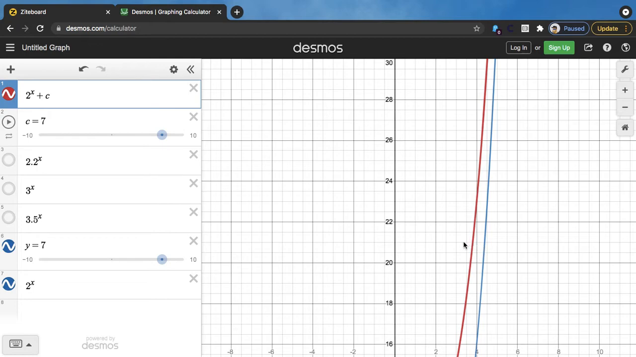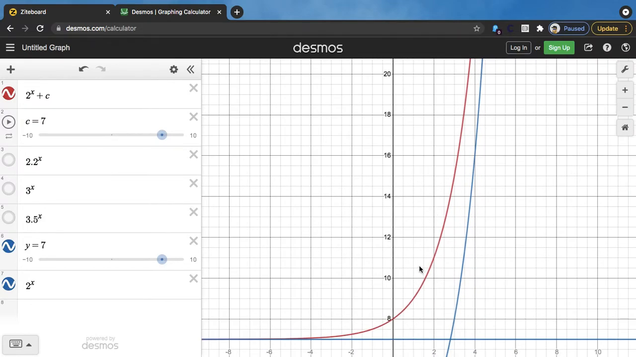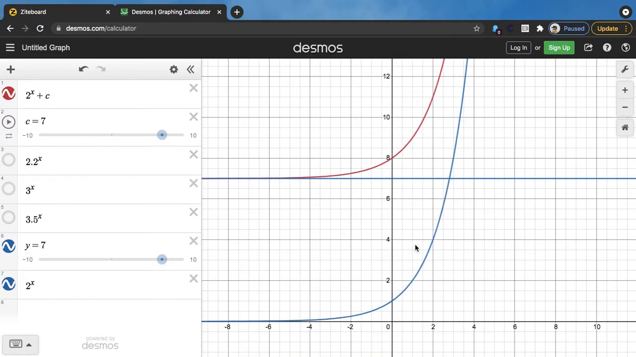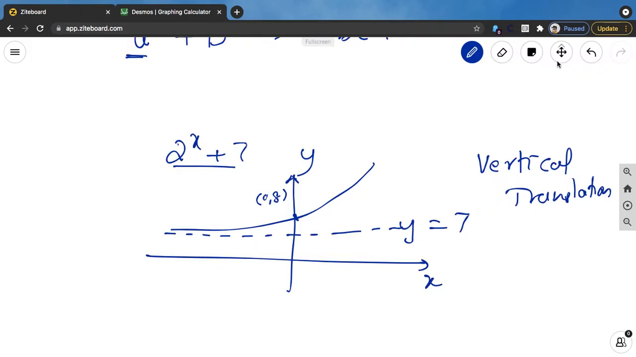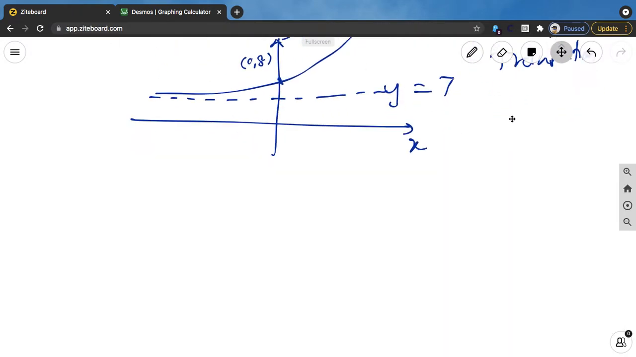The reason the red graph is on the right and closer to the y-axis is because there is a vertical translation. It has moved up by 7 units. So here there was a y-intercept of 1 and now there is a y-intercept of 8. There was a horizontal asymptote of y equal to 0. Now there is a horizontal asymptote of y equal to 7. Okay. That's the second transformation.